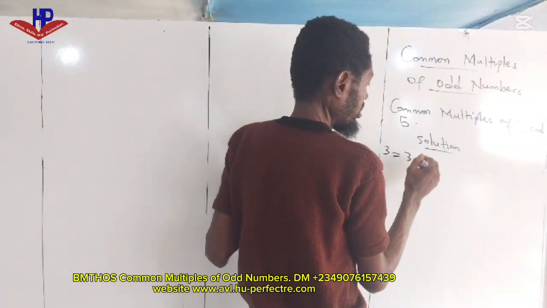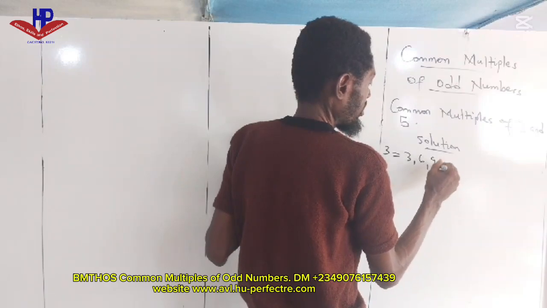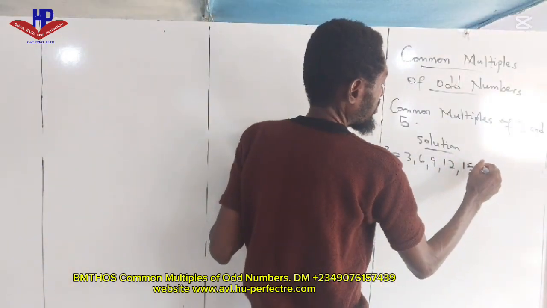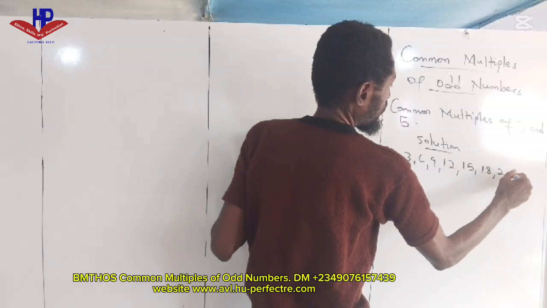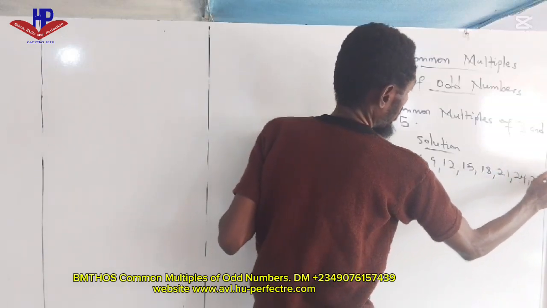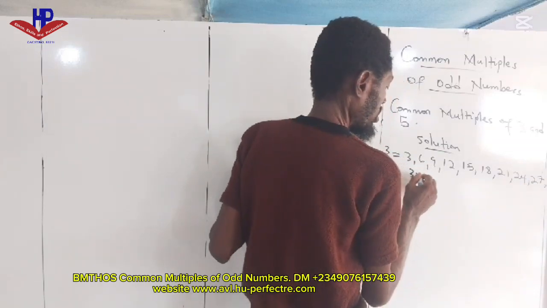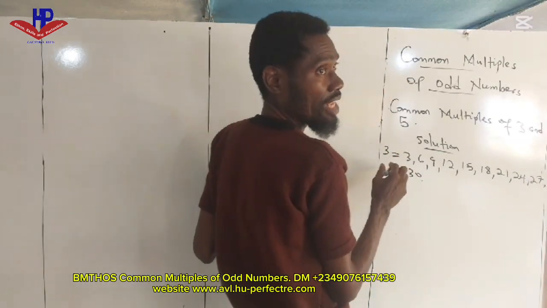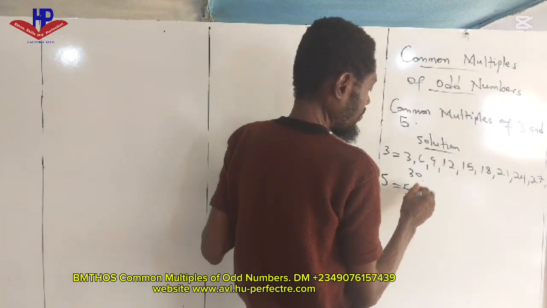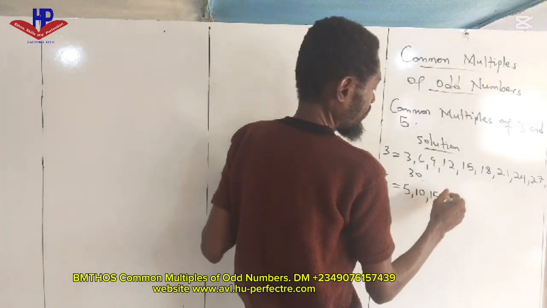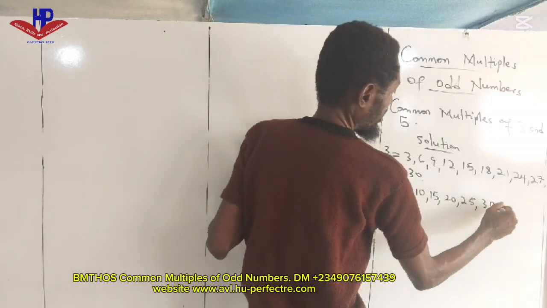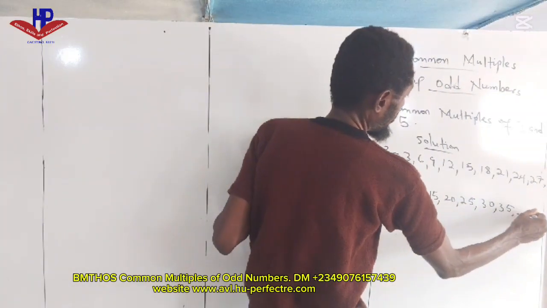Multiples of 3 are 3, 6, 9, 12, 15, 18, 21, 24, 27, 30. You keep going that way. You cannot exhaust all the numbers. For 5, you have 5, 10, 15, 20, 25, 30, 35. You cannot exhaust the numbers.